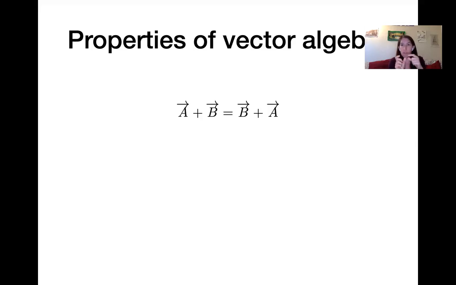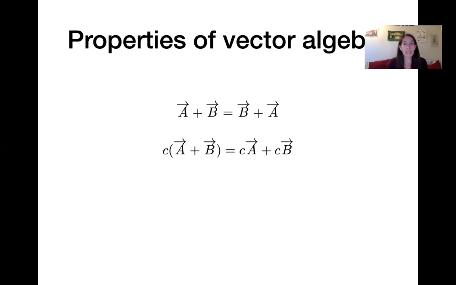So whichever vector you choose to put head to tail, it doesn't matter which one is the head and which one is the tail. And maybe it's a good idea to actually do some exercises where you try adding the vectors in the different order and see that you indeed get the same resulting vector. So that's our first property of vector algebra.